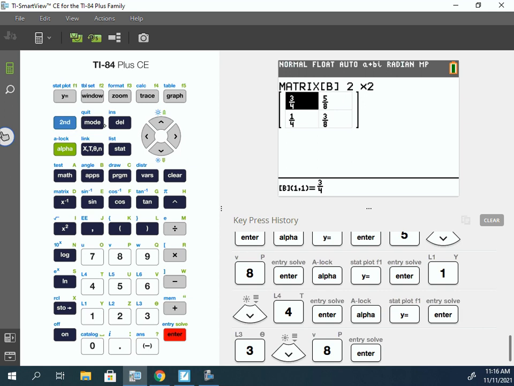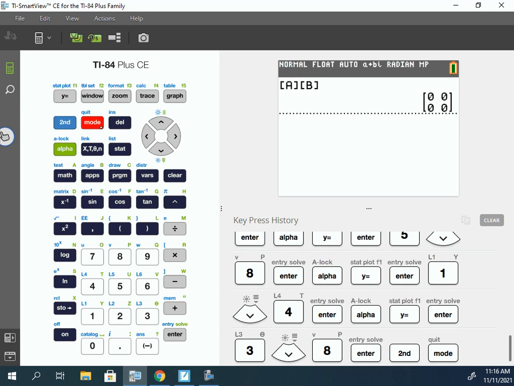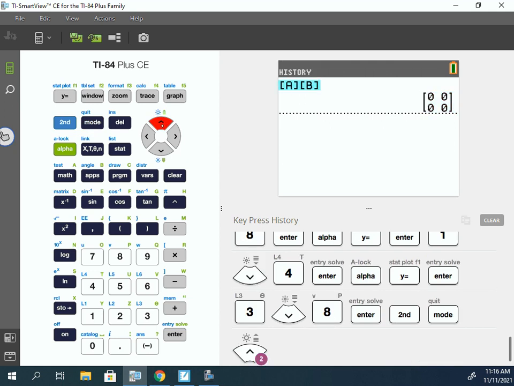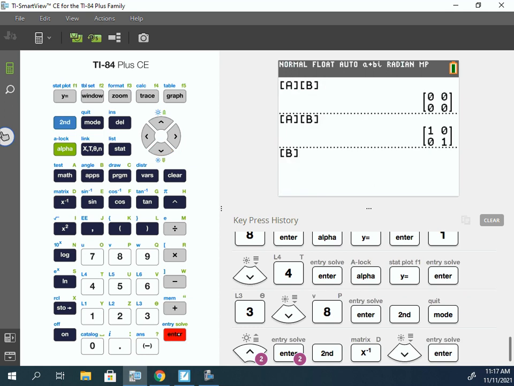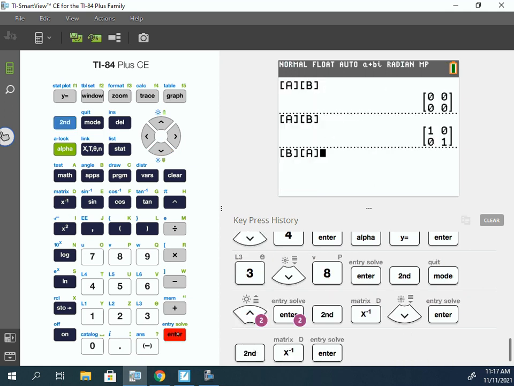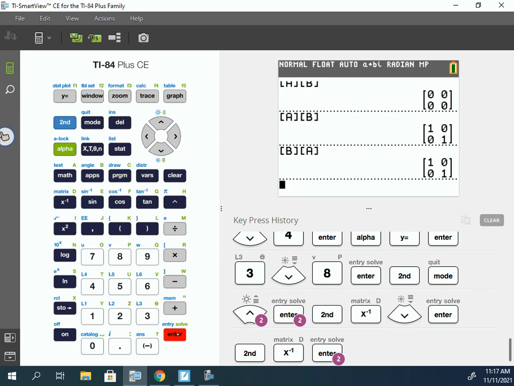So we can go second, quit. Now we want to do matrix A times matrix B. Because we already had it there, I can go in and just recall it. And if we hit enter, do we get the identity matrix? Yes. Let's go in and multiply them the other direction. So this time, let's do matrix B, matrix A. And if we multiply them the other direction, we still get the identity.